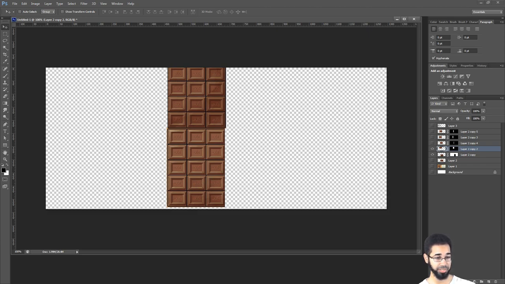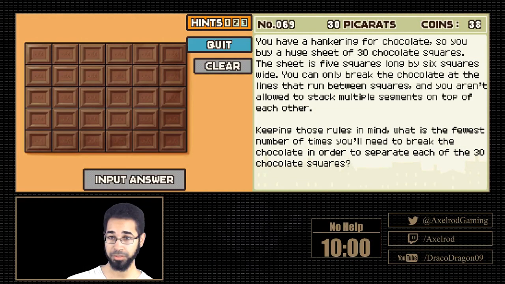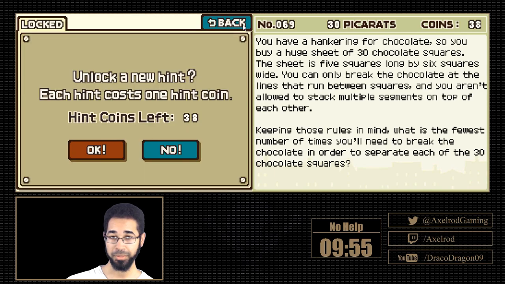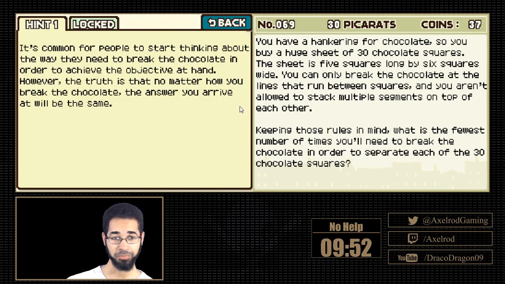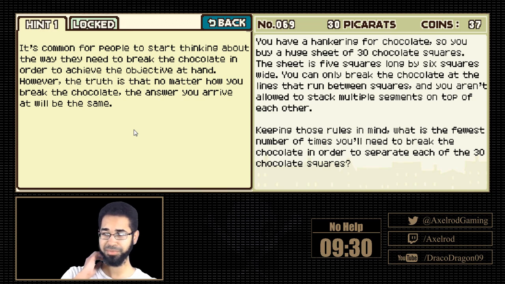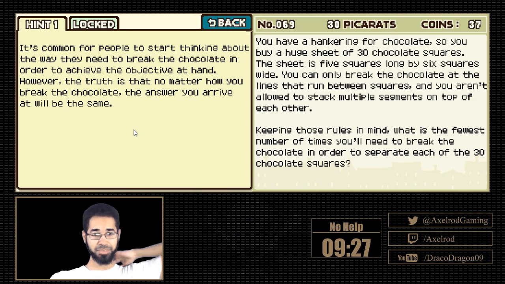What are the hints? We could take a look at the hints. I like how my timer restarted. It's common for people to start thinking about the way they need to break the chocolate in order to achieve the objective at hand. However, the truth is that no matter how you break the chocolate, the answer you arrive at will always be the same. That doesn't make any sense. I just broke it in 7 tries, and I broke it in 9 tries.